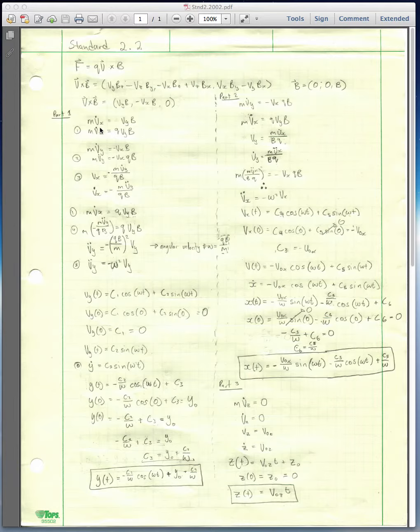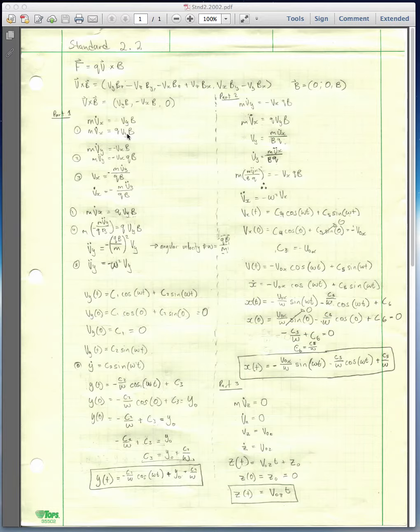To do this problem, I split it up into three parts. The first part, I'm solving for the motion of the charge in the y direction, and the second part, I'm solving for the motion of the charge in the x direction, and the third part is solving for the motion of the particle in the z direction.